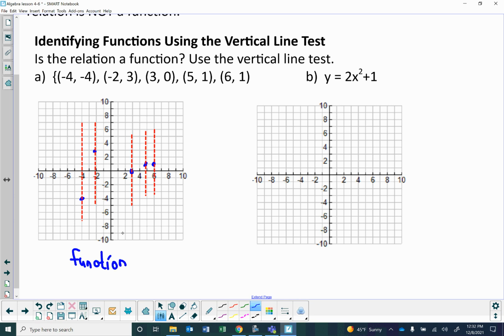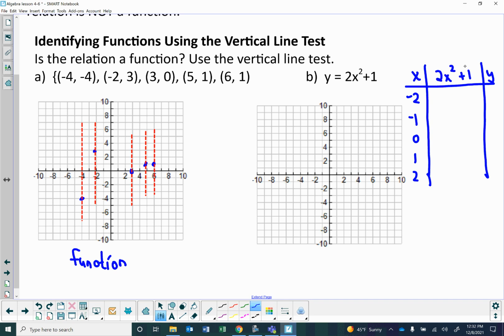Now, letter B here, in order to figure out if it's a function, I'm going to have to make a table of values. Because they didn't give me points. They just gave me an equation that I have to solve. Okay, so I'm going to use some points here. I'm going to use negative 2, negative 1, 0, 1, and 2 because those are my favorite points to use. And we're doing 2x squared plus 1.